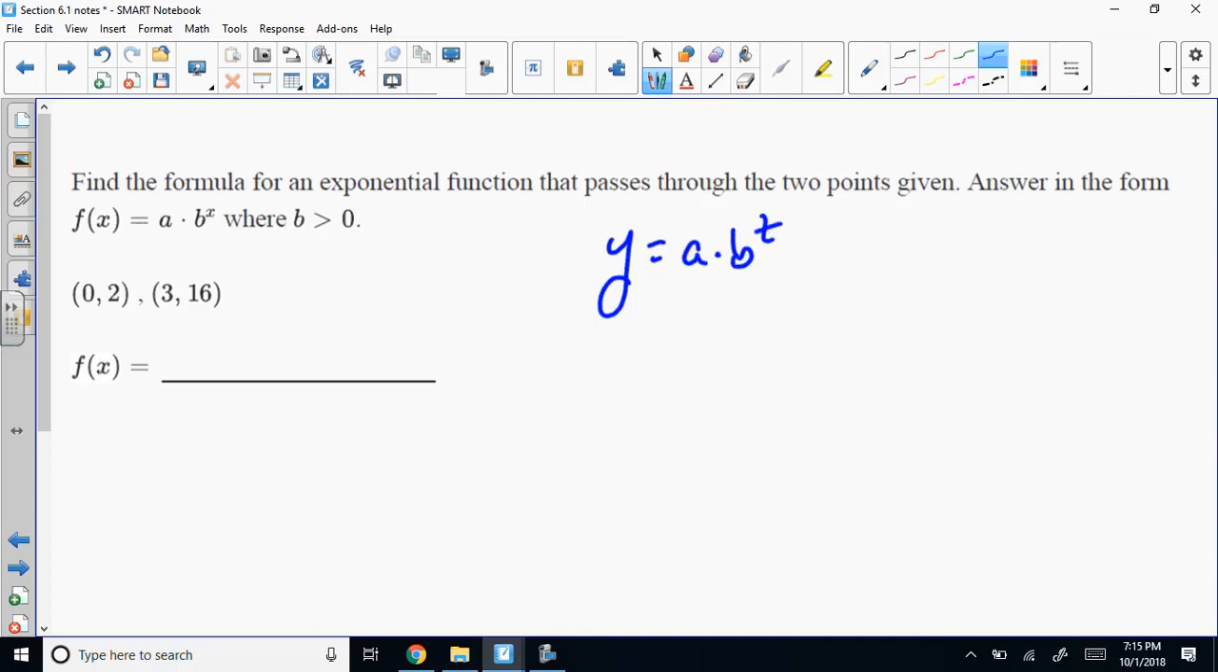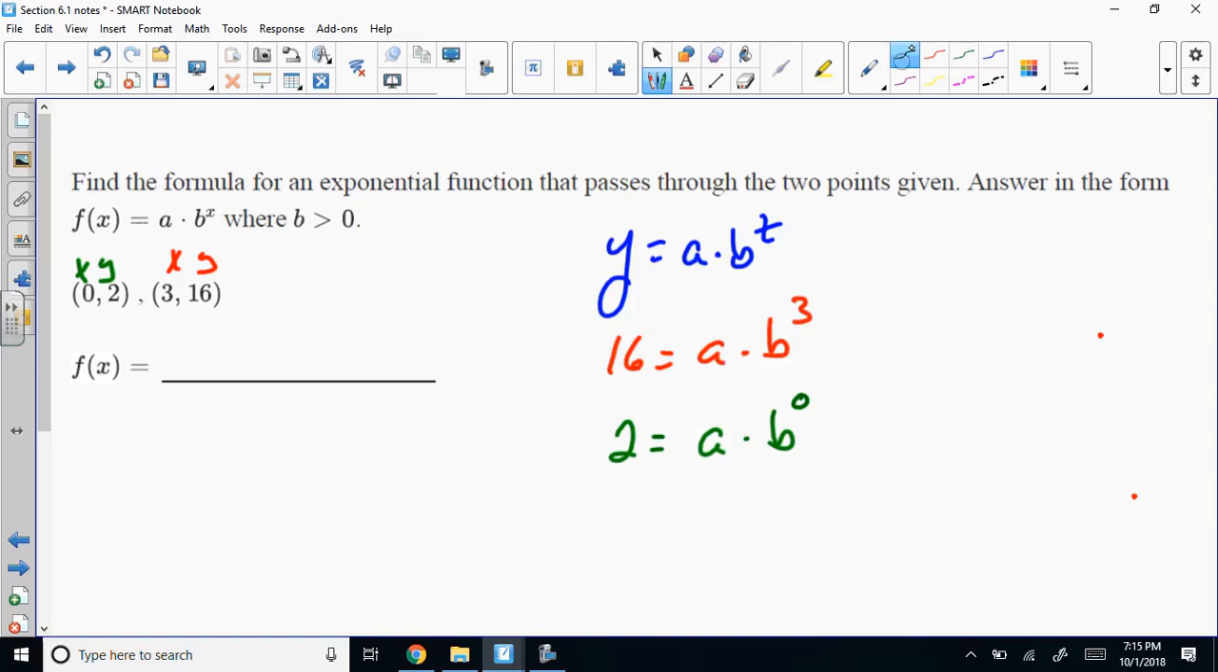So we're trying to write y equals a times b raised to t, right? Let's look at this. You always put the biggest one on top. So what I'm about to do: this is x, there's y. So 16 equals a times b raised to the third. Then I'll do this one: 2 equals a times b raised to 0. Y'all with me? I just substituted input and output, correct?